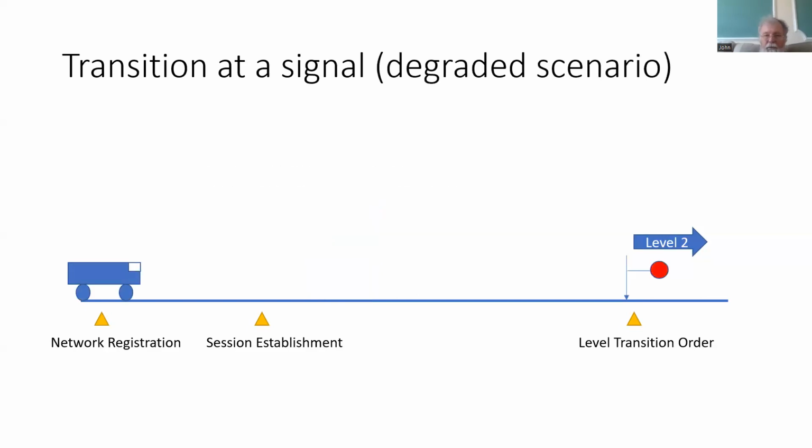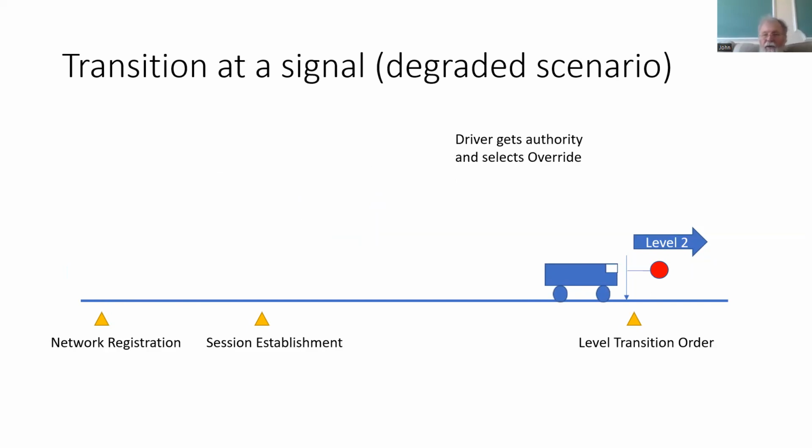And in a degraded situation, the train would proceed up to the red signal and stop. And after a period of time, the driver would contact the signaller to get authority, and they would then select the ETCS override. So even though they haven't yet entered the ETCS area, they can still select the ETCS override. And having done that, when the train does transition to level 2, as it passes the red signal and reads the level transition order from the Balise group, then it will automatically go into staff responsible and it won't trip.